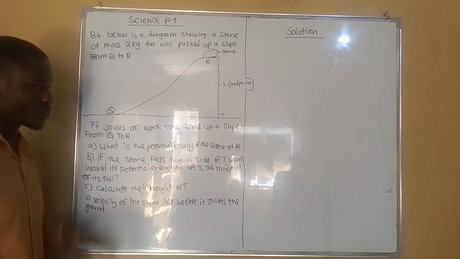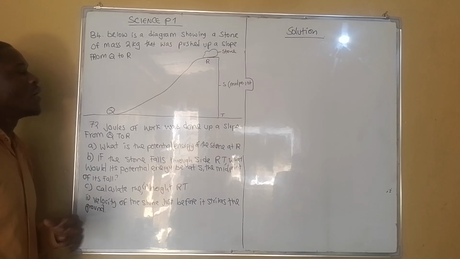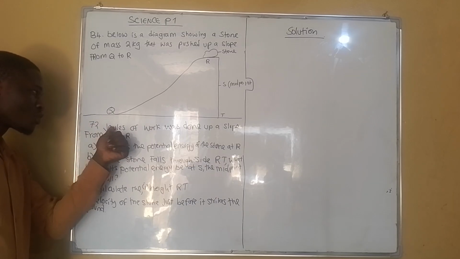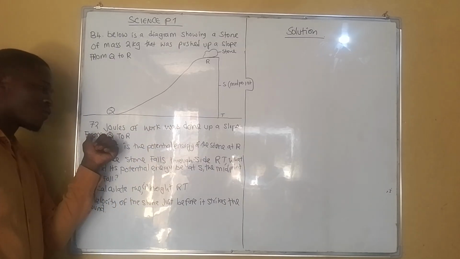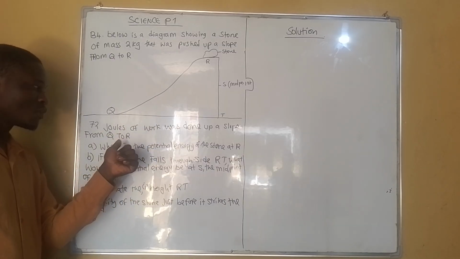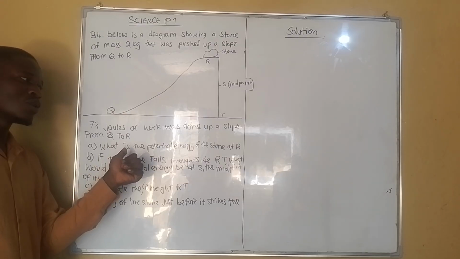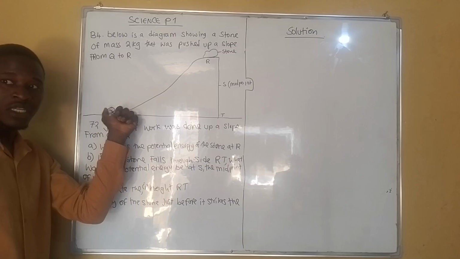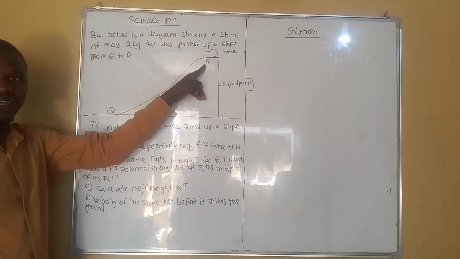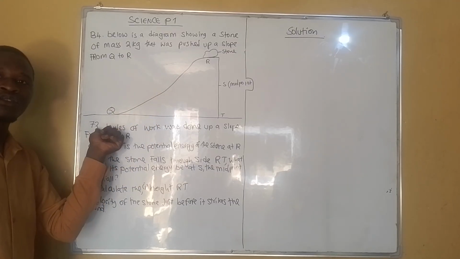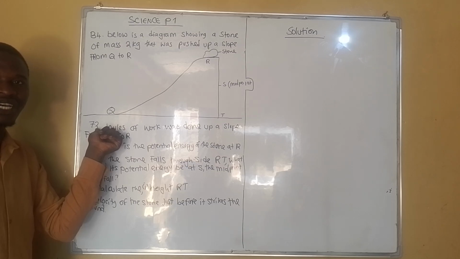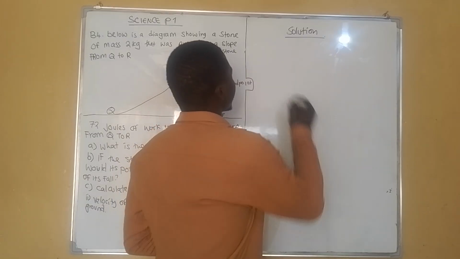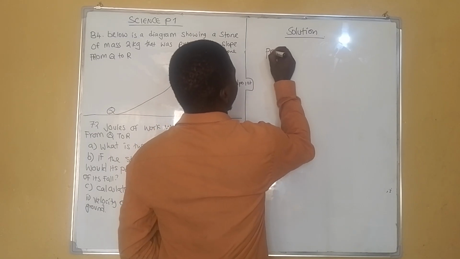So now, what you need to know is this. 72 joules of work was done up a slope from Q to R. Right? And we are told to find the potential energy of this stone at R after it was pushed from Q to R, using 72 joules of work. What is the SI unit for energy? Joules, right?